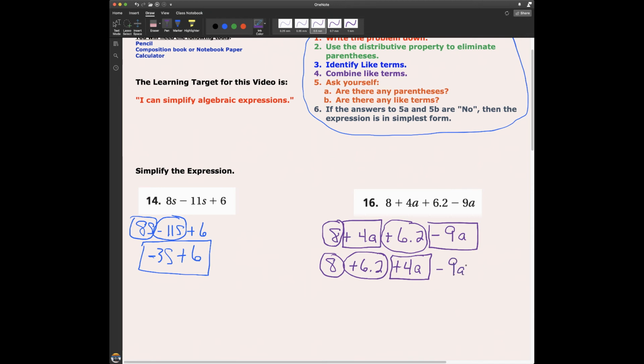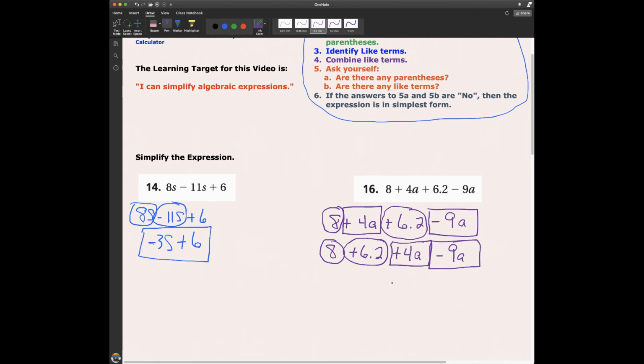Okay, so let me do that. Negative 9a. All right, and now it makes it easier to combine them when they're next to each other. So what is 8 plus 6.2? If you need your calculator, you can work that out. But it's 14.2. And then positive 4a minus 9a. So I look at the positive 4. What is positive 4 minus 9? That's negative 5a.